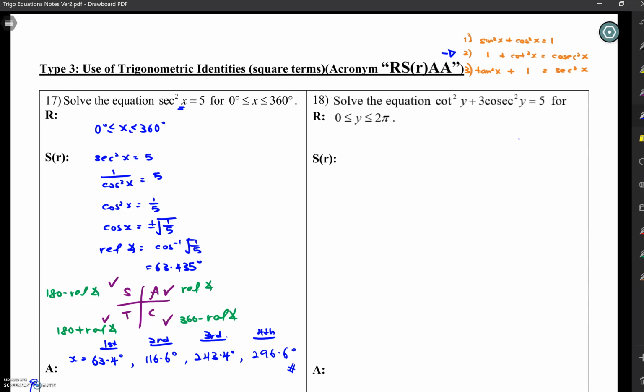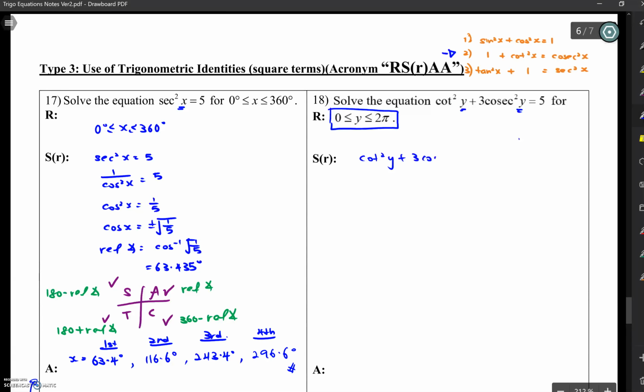Before I start doing the question, let me do the range first. For this case, you see a y here and a y. It means I only need the range for this. So it's just the range 0 to 2 pi. Next, I'll start doing the question. Cotangent square y plus 3 cosecant square y is equal to 5. We want to use the second identity.